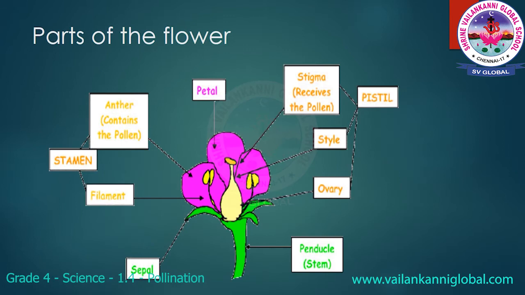The basic parts of the flowers are shown in the diagram. Stamen is the male part which contains anther and filament. Pistil is the female part which has stigma, style and ovary. The other parts of the flower are petals, sepals and peduncle, which is also called the stem.